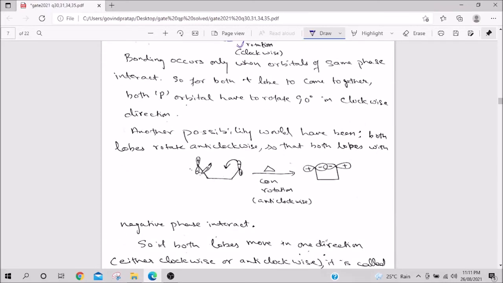Otherwise, minus can meet minus. So this has to rotate 90 degrees like this, and this has to rotate 90 degrees like this, so that they form a bond. It is going like this, so this is anticlockwise. Similarly, this is also going anticlockwise. Since both of them are going anticlockwise, it is called conrotation, or conrotatory.